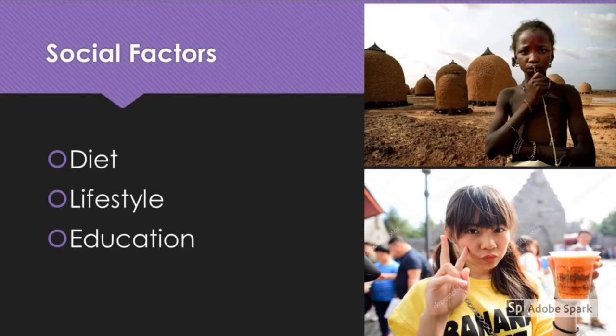Now, why does the health between people living in DCs and LDCs actually vary, right? There are several types of factors that can affect it. Okay, so you think about Layla and then you think about Aiko, right? If you look at their diet, the lifestyle that they lead, and the kind of education they have, they are going to have very different experiences in terms of these three social factors.